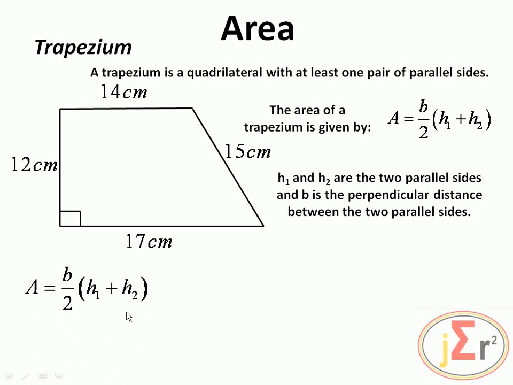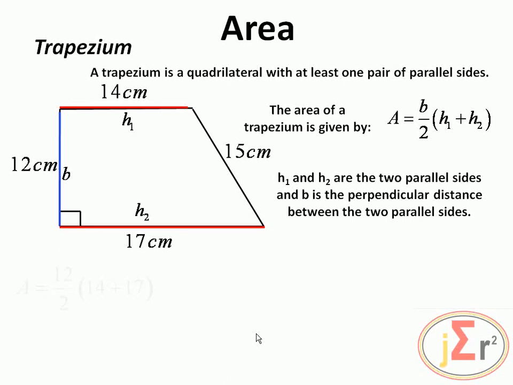So for the first one, we have the area is equal to b over 2 times (H1 plus H2). The perpendicular distance between the two parallel sides will go here, and H1 and H2 are the two parallel sides. If we cannot identify them, we identify them there. And of course, b is the perpendicular distance between the two parallel sides, and it goes right there. So all we have to do is substitute the two parallel sides right here, and the perpendicular distance between the two parallel sides will go right there.